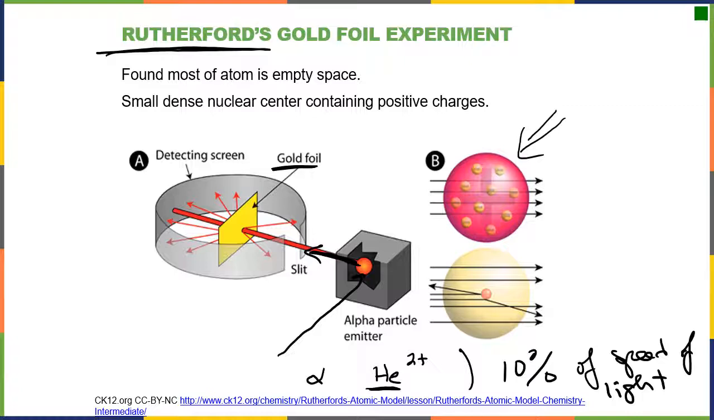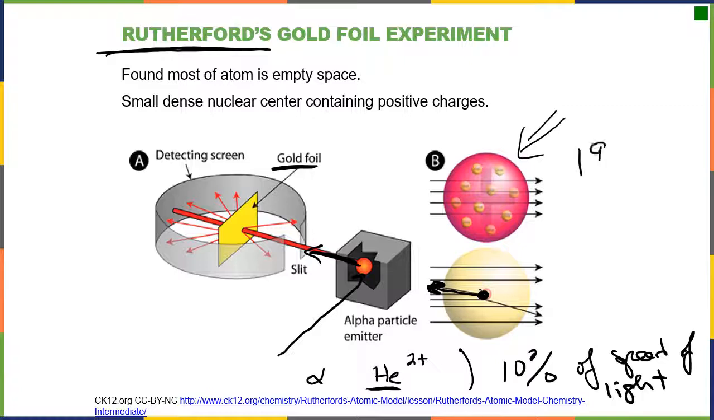Well, what he found instead was virtually every single particle went straight through and occasionally one bounced back. A little bit of deflection, but mostly straight through and one bouncing back. So what does that mean? Well, the one that bounced back had to have hit something. That's the only way that it could have bounced back. Well, the key is not that it hit something, it's that the rest of it missed them.